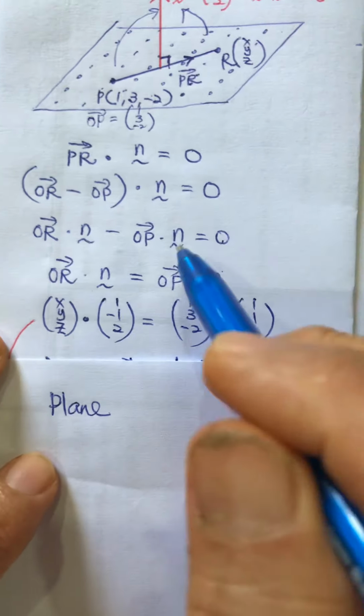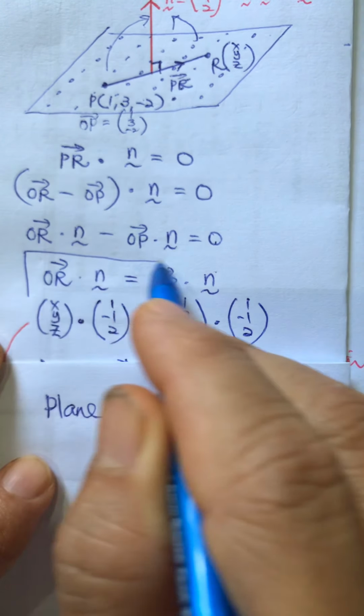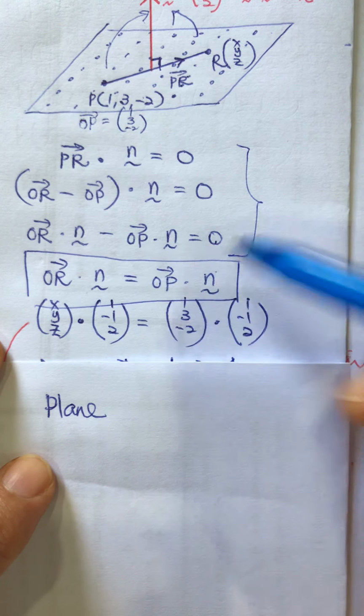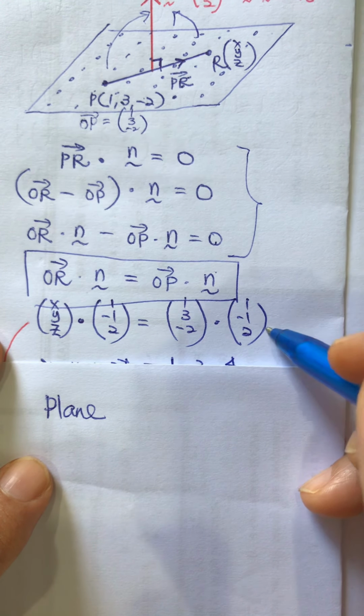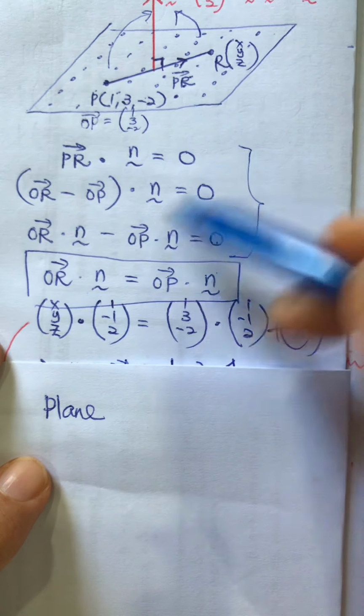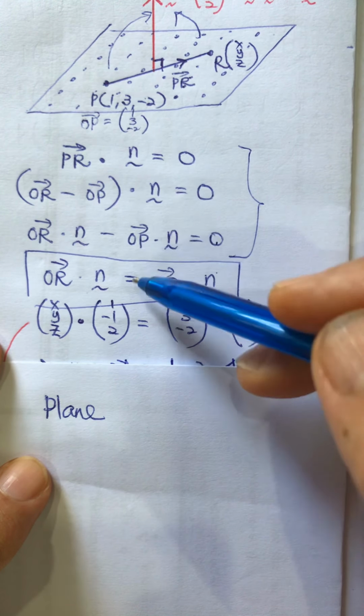So next time if you want to find it, you just use this formula. This step you can ignore. Okay, you just use the formula. This step is just the explanation of how it comes about.